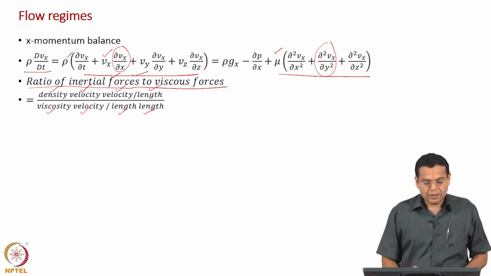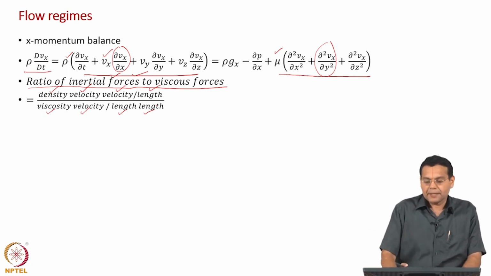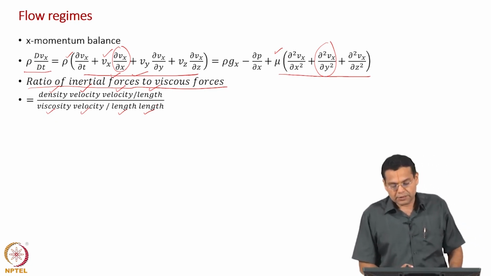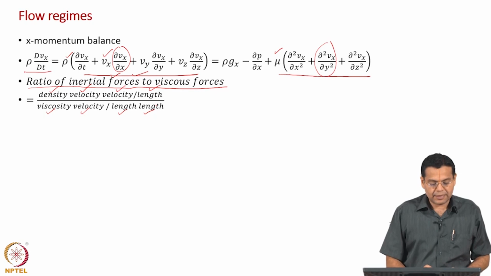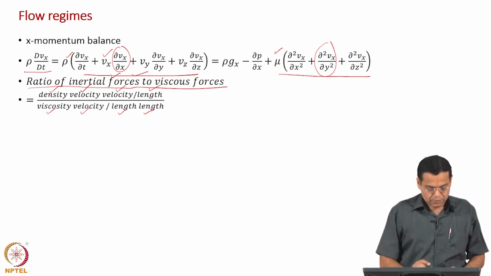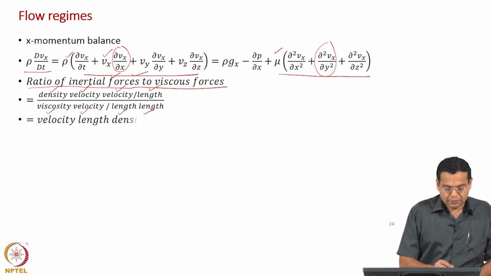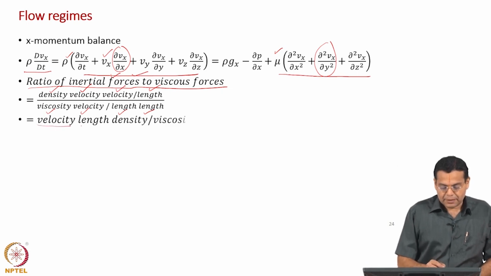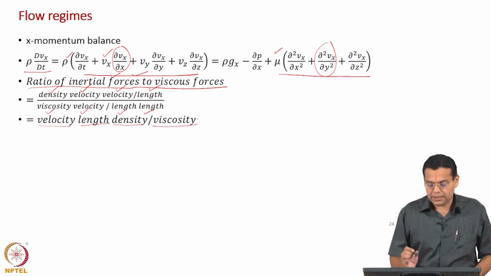So, what we have done is taken the inertial forces on the left hand side, the viscous forces on the right hand side, and taken the ratio between these two forces. Of course, one velocity term cancels and one length term cancels, leaving us with velocity times length, density in the numerator and viscosity in the denominator.